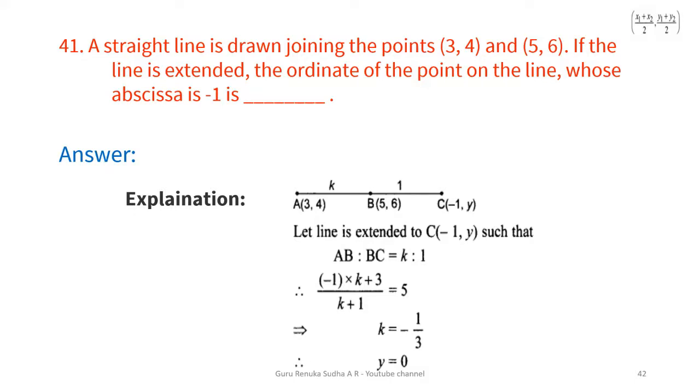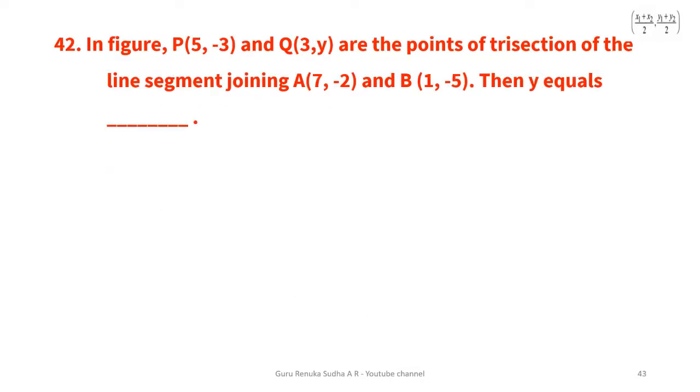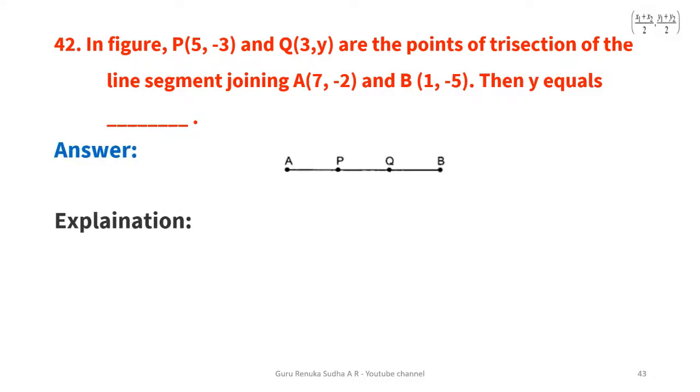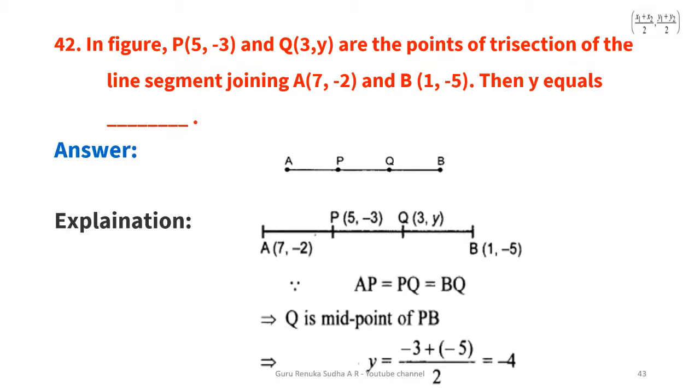42nd. Here two points are given and they are telling about the trisection of the line segment joining them. So then you have to calculate the y value. After observing this figure, you can easily understand, and using the midpoint formula you can easily calculate and get the answer. The value of y is -4.